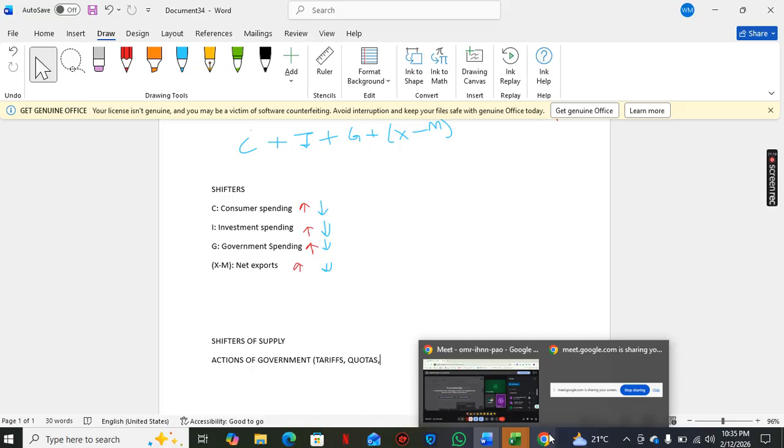The logic is the same with the tariff. You want to restrict imported goods from coming into your nation so that you can produce these goods and sell them. Okay? You can boost your GDP. So a tariff is just the charge on the goods. The quota is the restriction on the amount of the goods that can enter the country.